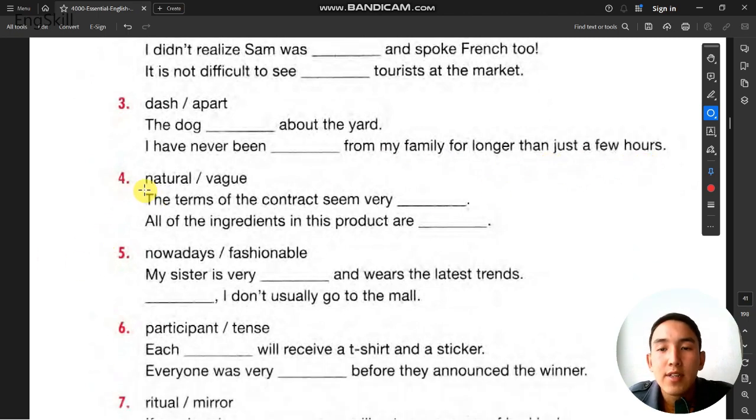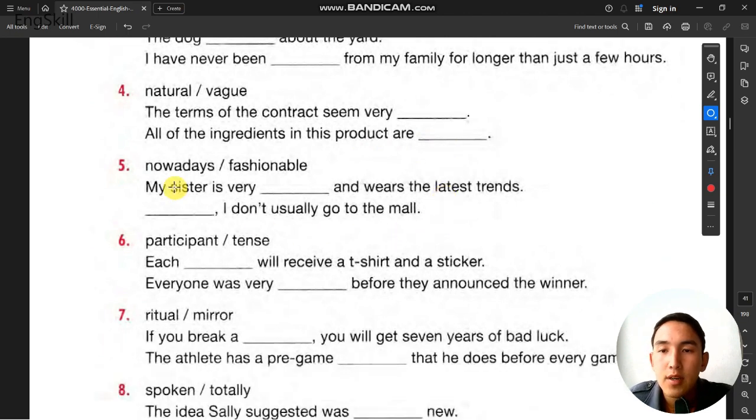Number 4 is natural and vague. The terms of the contract seem very vague. All of the ingredients in this product are natural. Number 5, nowadays and fashionable. My sister is very fashionable and wears the latest trends. Nowadays, I don't usually go to the mall.